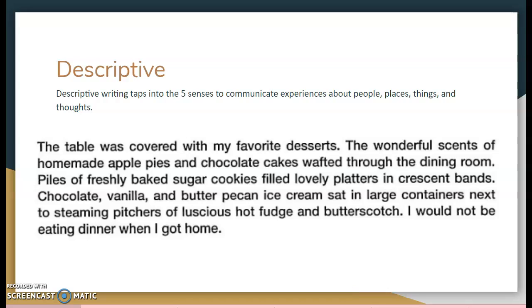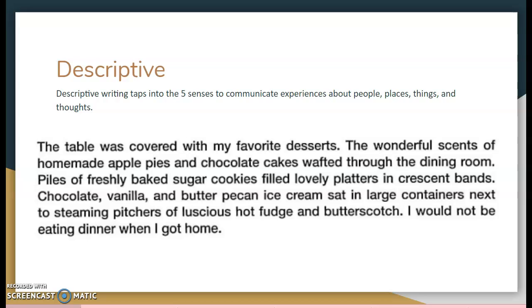So with descriptive writing, you are going to use the five senses: feel, smell, hear, touch, and taste to communicate those experiences about people, places, things, and thoughts. So in descriptive writing, you're being very specific and talking about how something is.